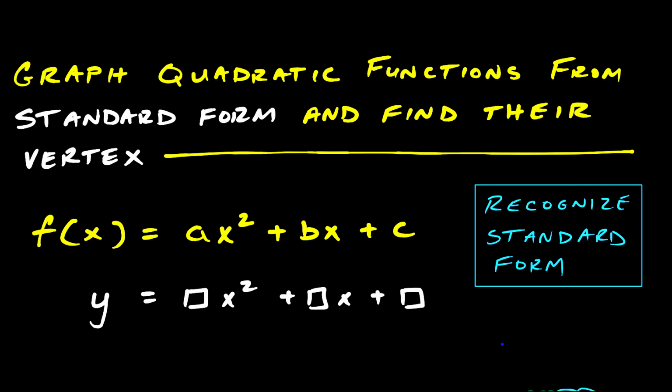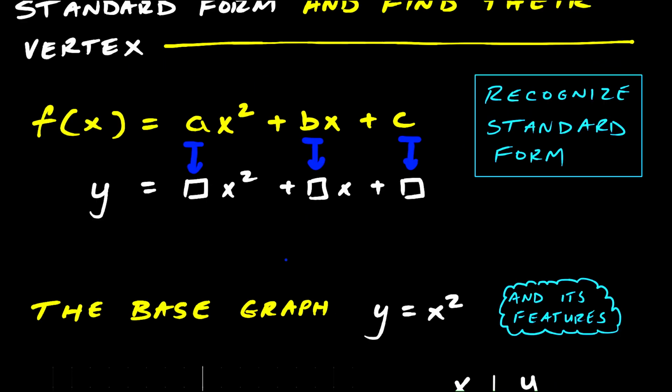In this video, we'll look at graphing quadratic functions from standard form, and we'll find their vertex to do this. First, let's recognize what standard form is. Standard form is when it's written in the form of ax squared plus bx plus c, where a is the coefficient of x squared, b is the coefficient of x, and c is your constant. Once we have these identified, we'll be able to graph this very easily.